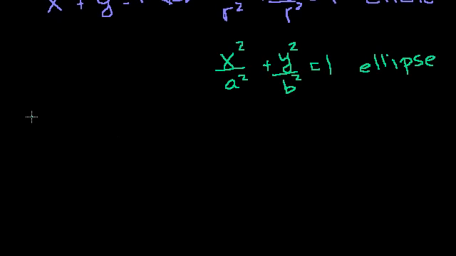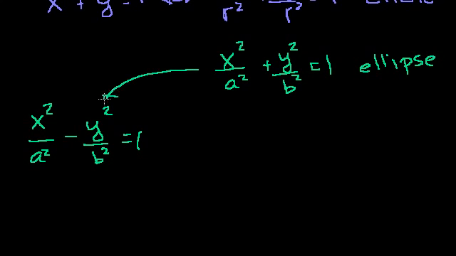It could either be written as x squared over a squared minus y squared over b squared is equal to 1. Notice the only difference between this equation and the ellipse equation is that instead of a plus y squared, we have a minus y squared here. So that would be one hyperbola. The other one would be if the minus sign was the other way around: y squared over b squared minus x squared over a squared is equal to 1. So now the minus is in front of the x squared term instead of the y squared term.